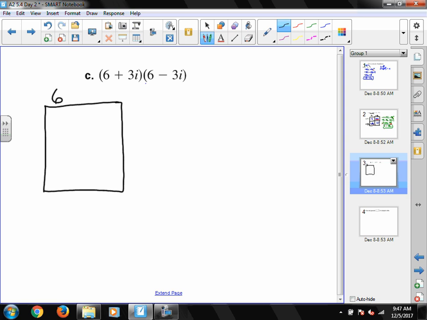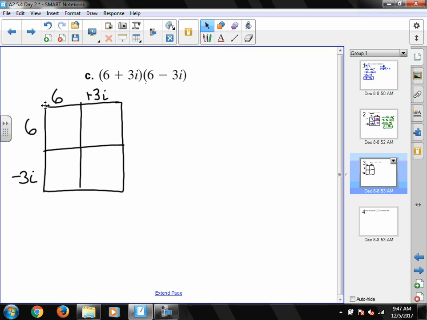So I'm going to have 6 plus 3i, split that there. I'm going to have 6 minus 3i, split that there. So I've got 4 boxes within my one big box here. And again, multiply your sides like you did last time, collect your like terms.